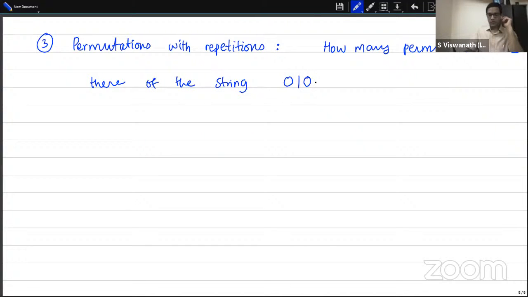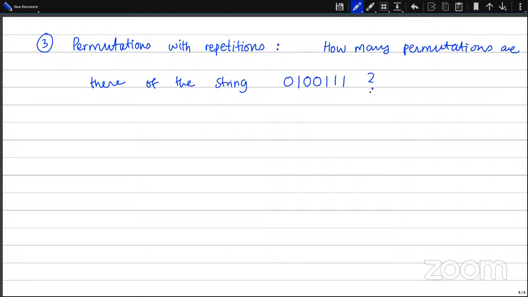Suppose I put 0, 1, 0, 0, 1, 1, 1, with 3 zeros and 4 ones. So here's a string with 3 zeros and 4 ones. And I want to know in how many different ways I can permute all the letters and get different words. I only want different strings; I want to think of all the zeros and all the ones as being the same. So how does one do this? 7 factorial upon 3 factorial times 4 factorial.